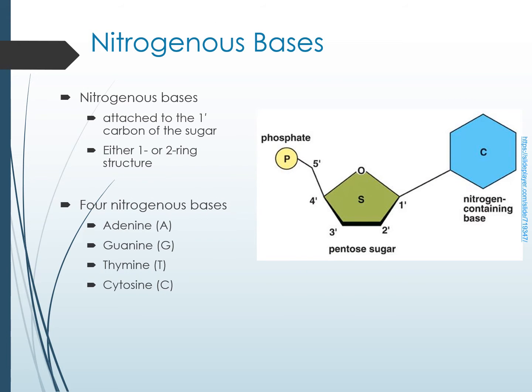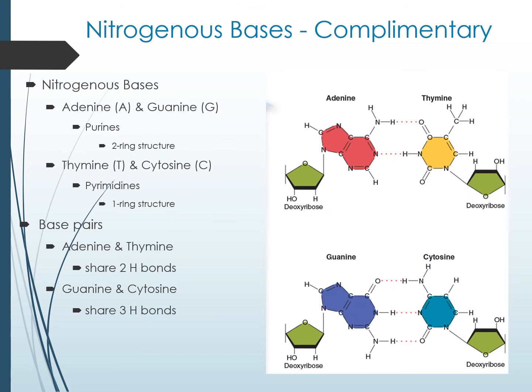As discovered by Erwin Chargaff, there are 4 nitrogenous bases found in DNA. They form pairs due to their complementary structure and attach to the 1' carbon of the sugar molecule. Adenine and guanine are both a 2-ring structure known as purines, while thymine and cytosine are both a single-ring structure and known as the pyrimidines.